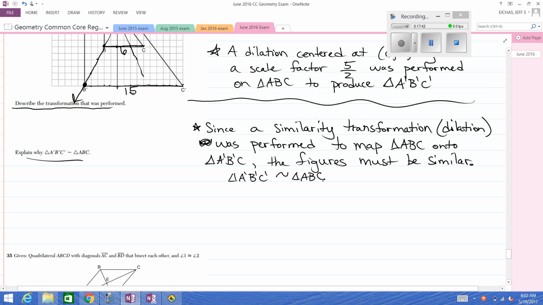Okay, you don't need a whole lot of other details. Just acknowledge it was a similarity transformation. That's kind of what they're looking for there. All right.